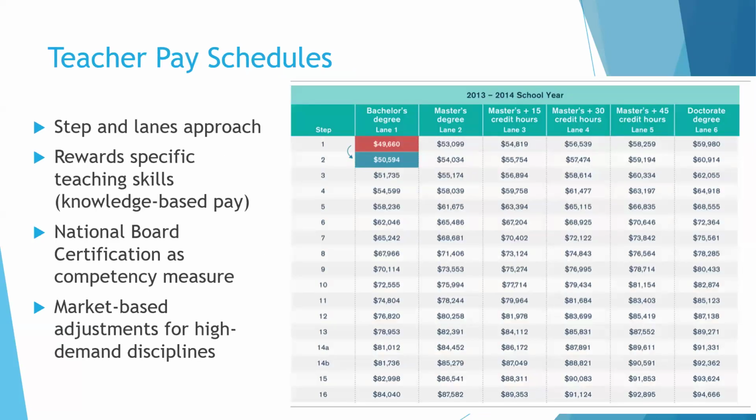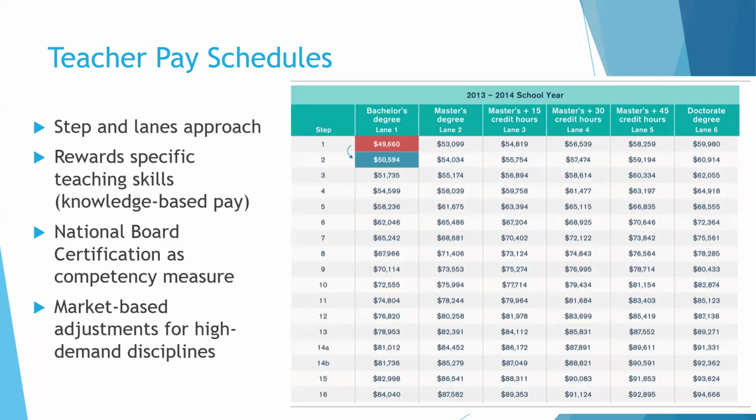I already mentioned teacher pay schedules. In chapter 13, I just wanted to show you a picture of what these look like. I pulled this from Google. This is the Chicago Public Schools. This is actually one of the years I was working there. This is one of the school districts I worked in. This is their step and lanes approach. This is also sometimes called a step and ladder approach.